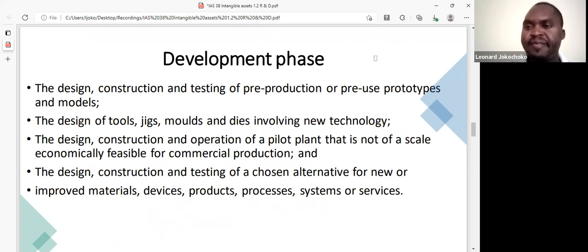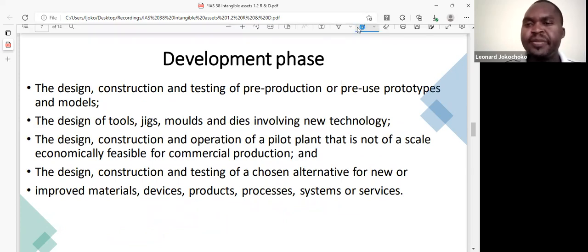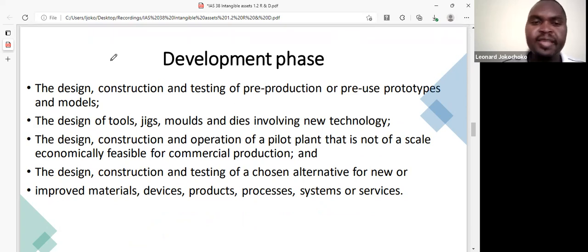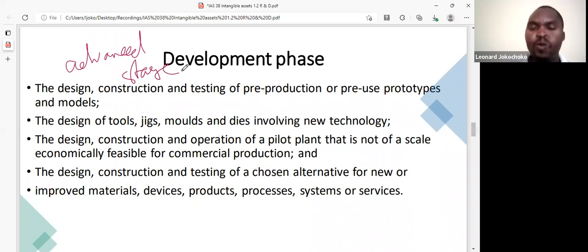In the development phase, the key idea is not simply knowledge. Rather, it is knowledge with the purpose of creating economic benefits. In other words, this is an advanced stage of using knowledge. If I acquire knowledge, I don't just acquire it. I now want to find a practical way of taking advantage of this knowledge and creating economic benefits. A good example would be creating prototypes or models.